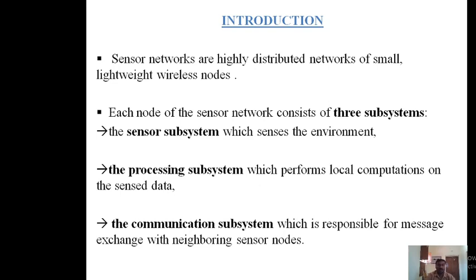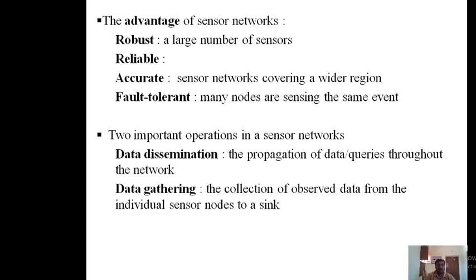Then these sensor networks have some advantages. Sensor networks are robust, more reliable, they provide more accurate data, and they are fault tolerant also. So these are the four different advantages of sensor networks.